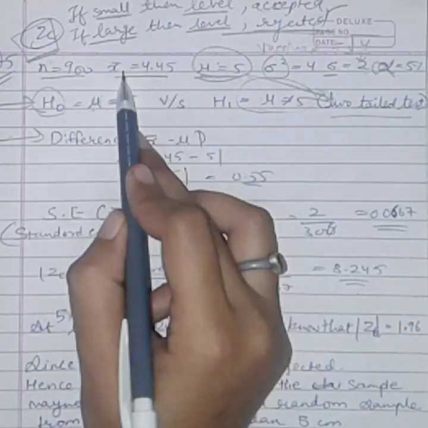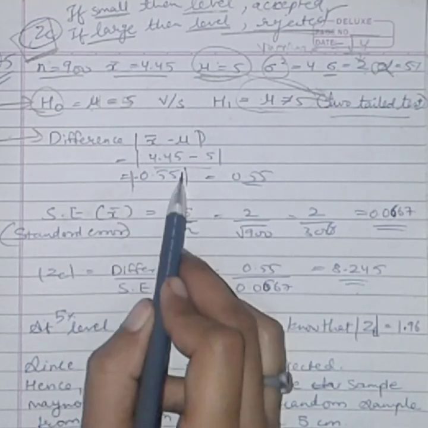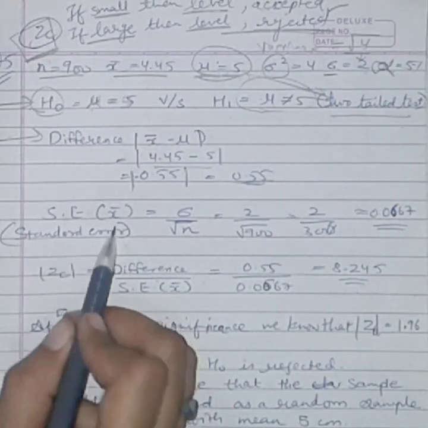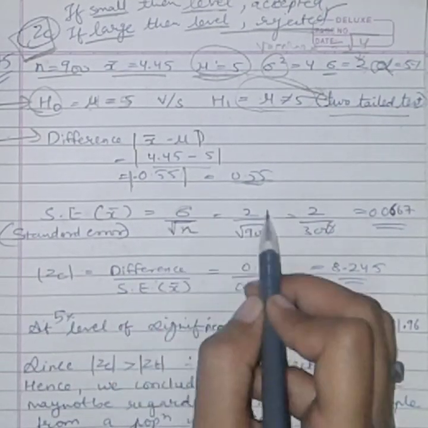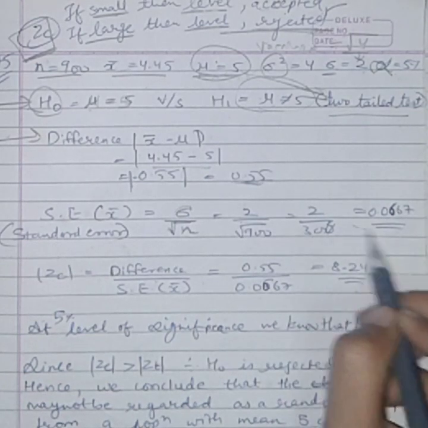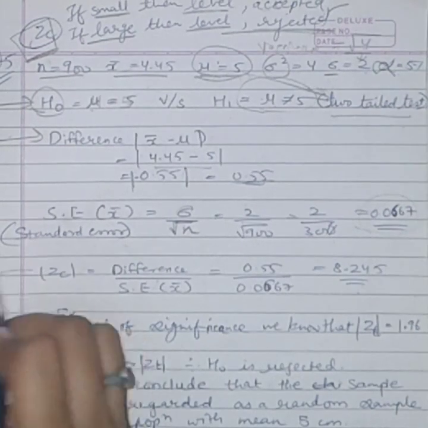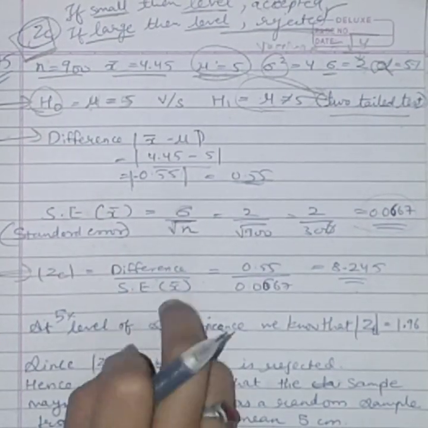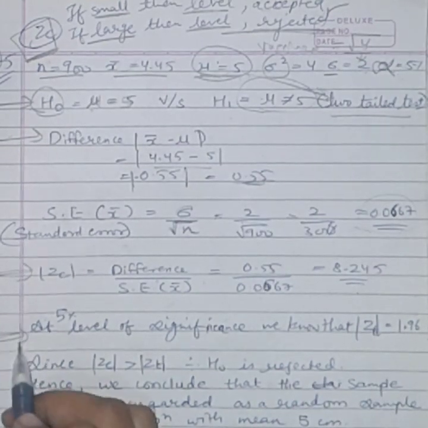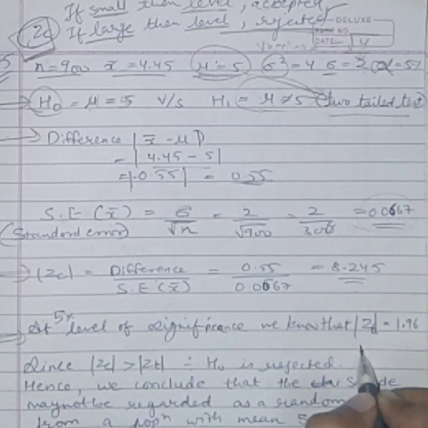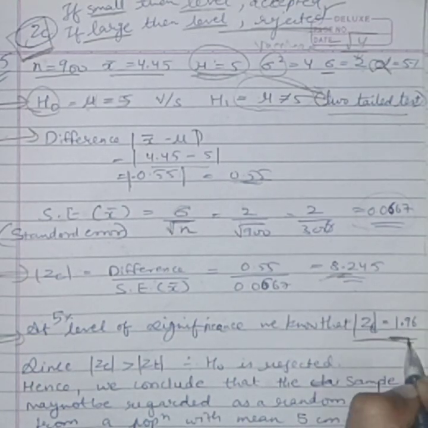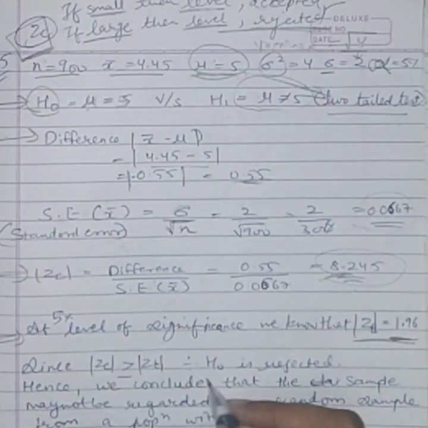Now we have to find the difference, which is x bar minus mu. The difference is taken as absolute, so it will always be positive. Standard error of x bar is the standard deviation divided by root n. Standard deviation is 2, root n is root 900, that is 30, so 2 upon 30, that is 0.0667. Dividing the difference by the standard error, we get 8.245. At the 5% level of significance, as we have seen in the earlier table, ZT is 1.96. So 8.245 is greater than 1.96, so H0 will be rejected.